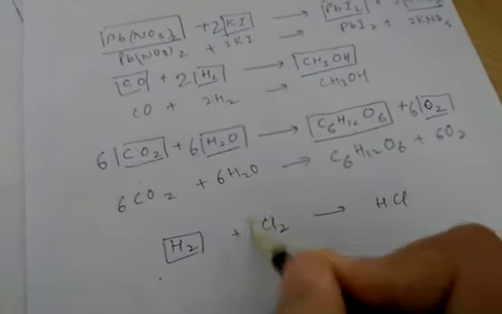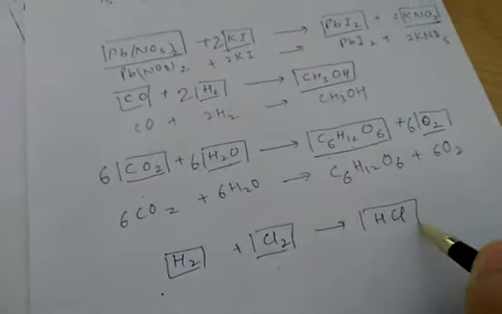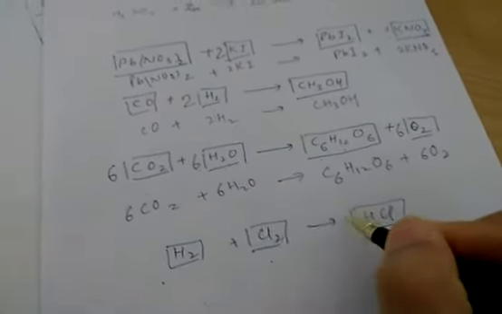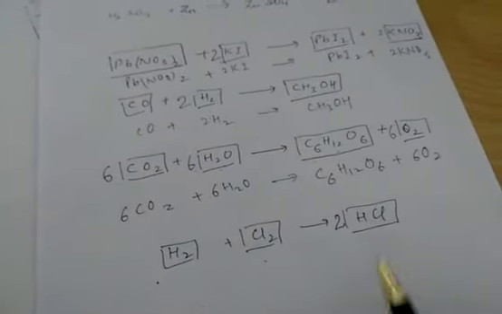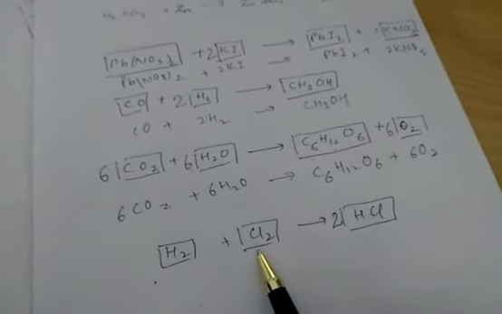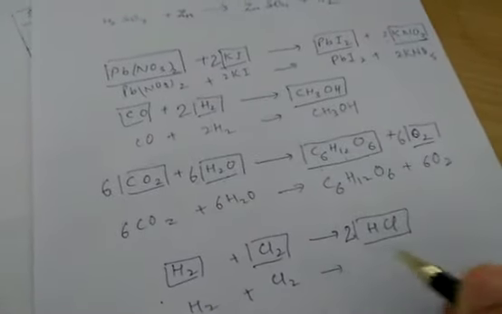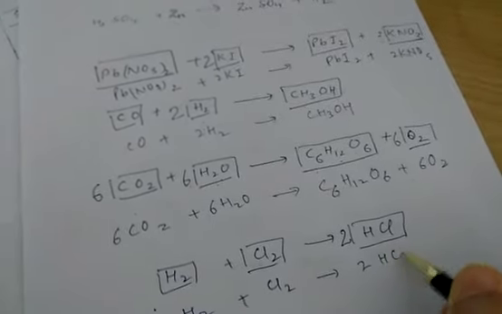Encircle them. Hydrogen on the left side is 2, right side only 1. So multiply HCl with 2. Now chlorine becomes 2 and on the left side it is already 2. So now it is balanced. H2 plus Cl2 changes into 2HCl.